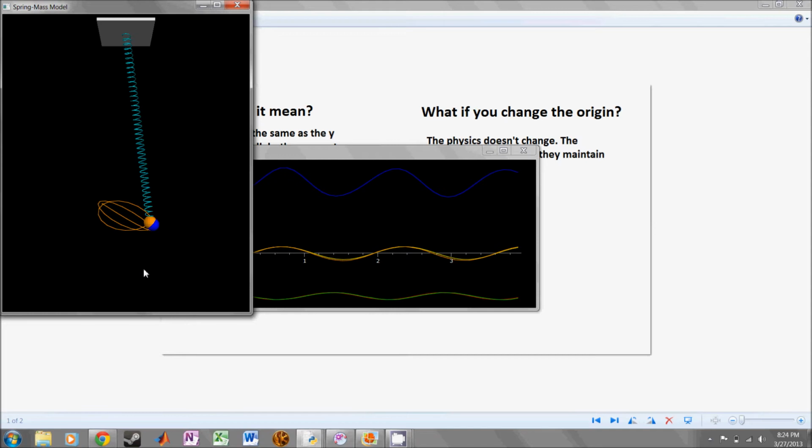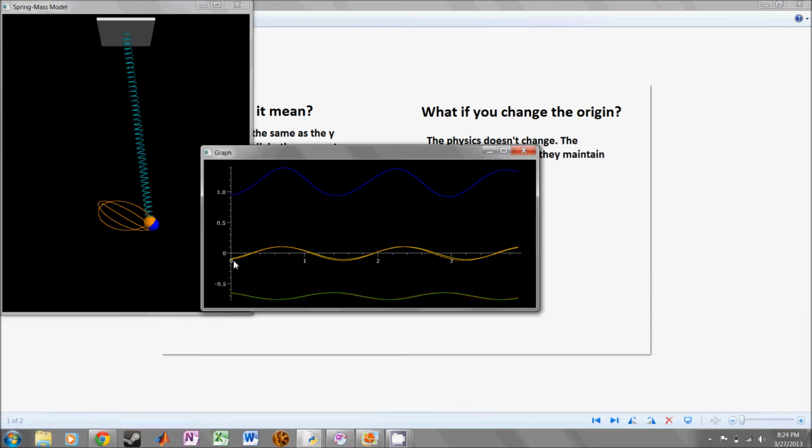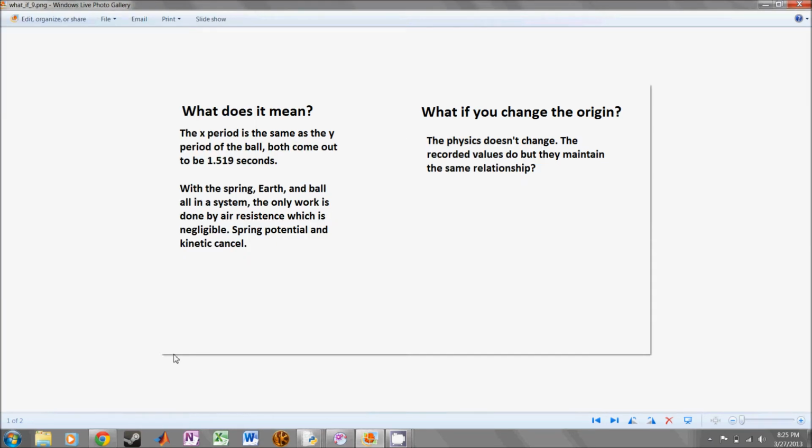As we can see from the graph modeling here, and also from my calculations using the data that we got from the tracker file, the periods of oscillation for the X values and the Y values are pretty much equal. The motion stays the same throughout both of them, and it's going to make the same pattern at the same rate in both the X value and the Y value. They both come out to be about 1.519 seconds using just simple subtraction from the data we got from the tracker video.